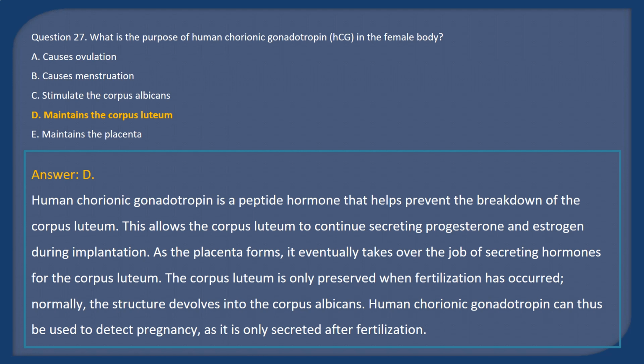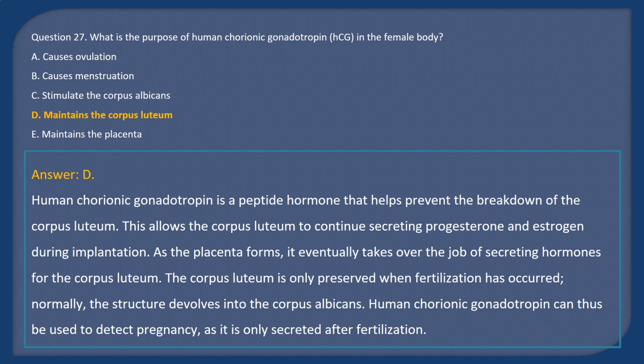Answer D. Human chorionic gonadotropin is a peptide hormone that helps prevent the breakdown of the corpus luteum. This allows the corpus luteum to continue secreting progesterone and estrogen during implantation. As the placenta forms, it eventually takes over the job of secreting hormones for the corpus luteum.